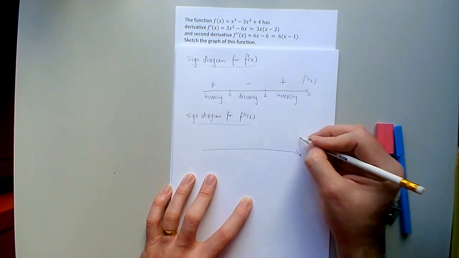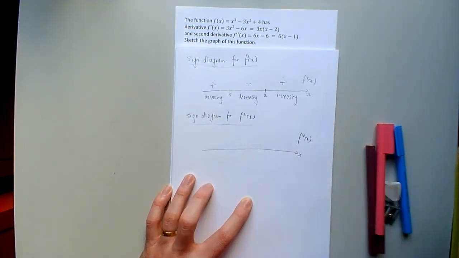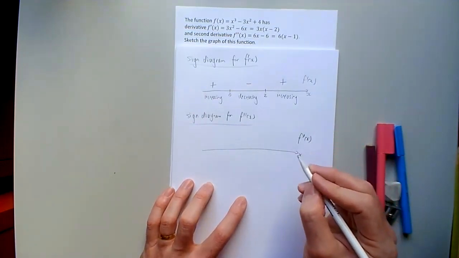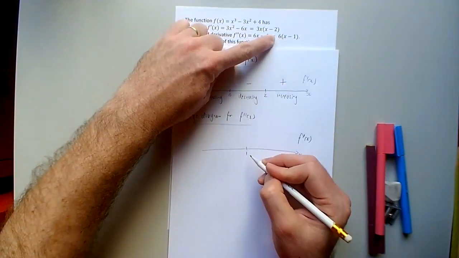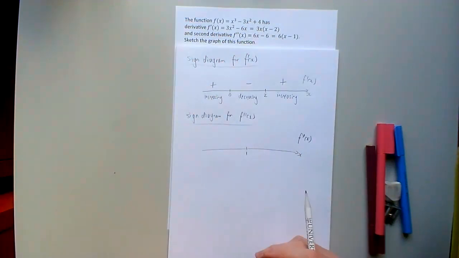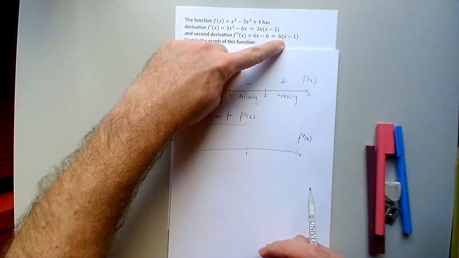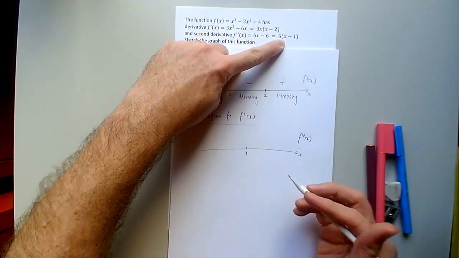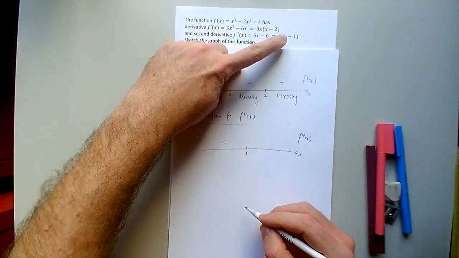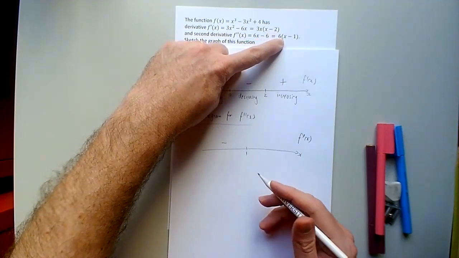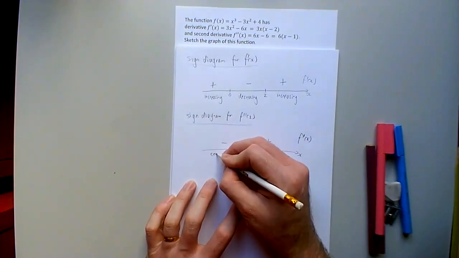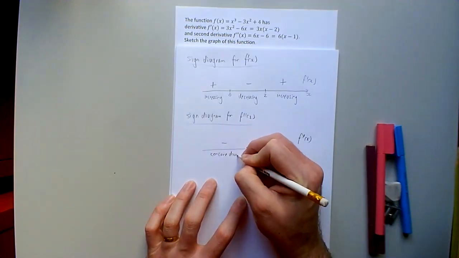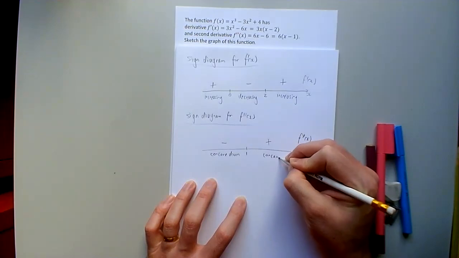Okay, so these are the x's, and this is what f double dashed of x is. So that's 0 when x is 1, and then everything on one side will be positive and everything on the other side will be negative. So when x is less than 1, say 0, we'll get 6 times negative 1, which would be negative. And when x is more than 1, say 2, we'll get 6 times 1, which is positive. Okay, so this must be concave down, and this must be concave up.